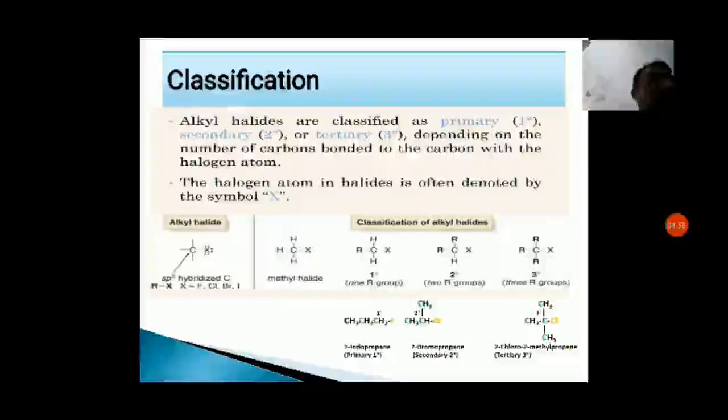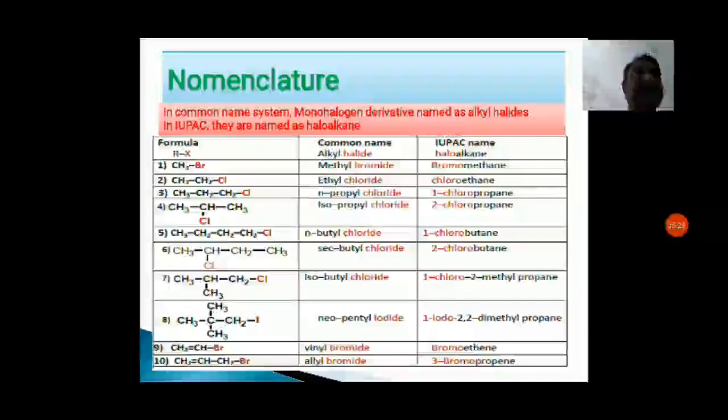And the third one is the tertiary carbon atom. Okay, why is it tertiary? Because there is no hydrogen atom attached to the carbon atom, all three bonds of the carbon are attached to 3 alkyl groups, and therefore this is a tertiary carbon atom and it is called tertiary butyl halide, or tertiary butyl chloride, as chlorine is present.